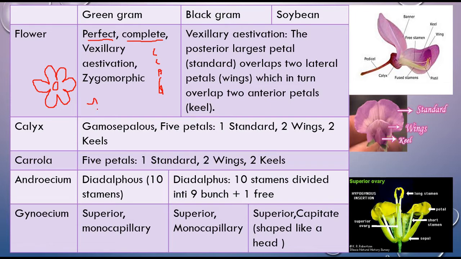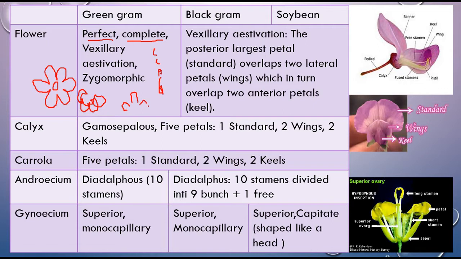And if the petals of the flowers overlap each other, as in the bhendi flower or the cotton flower, then this type of estivation is called twisted estivation. And the third type of estivation present in flower crops is vexillary estivation.